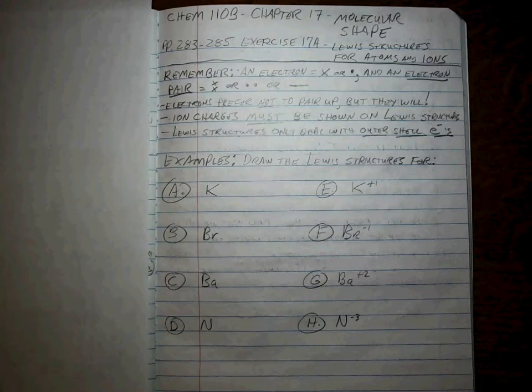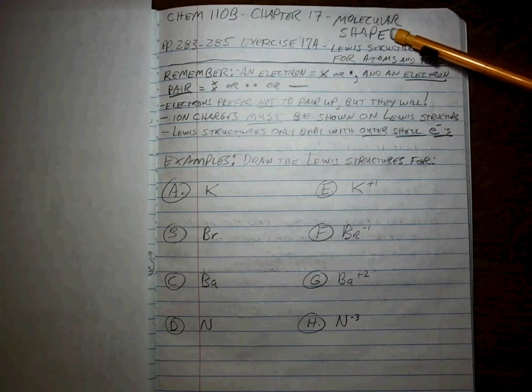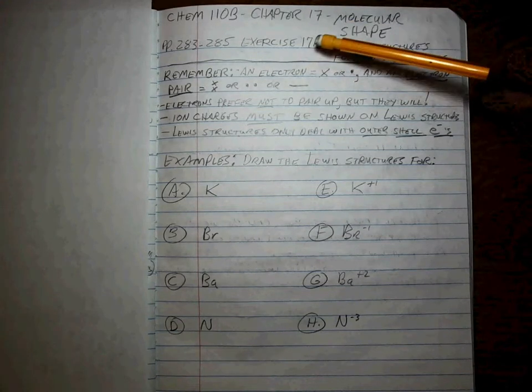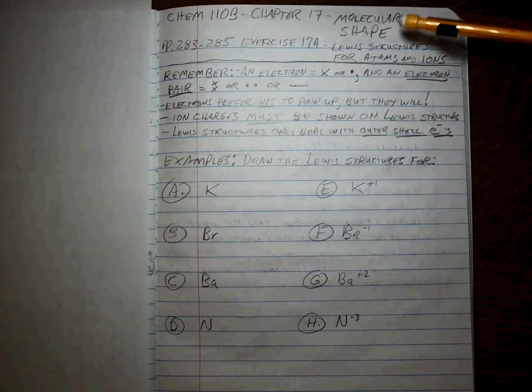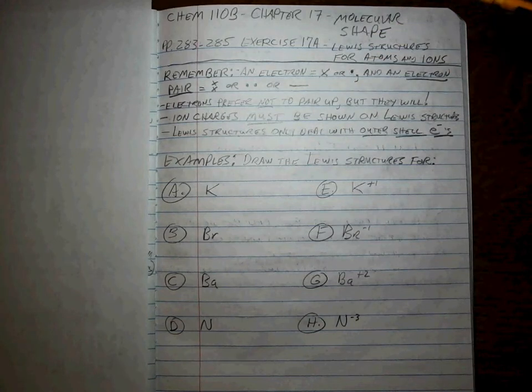Gosh, can you believe it? It's the last chapter. The last chapter. Chapter 17, Molecular Shape. For exercise A, the very first thing you need to do to be able to do molecular shape is do the Lewis dot structures. So we're going to do Lewis structures for atoms and ions first.